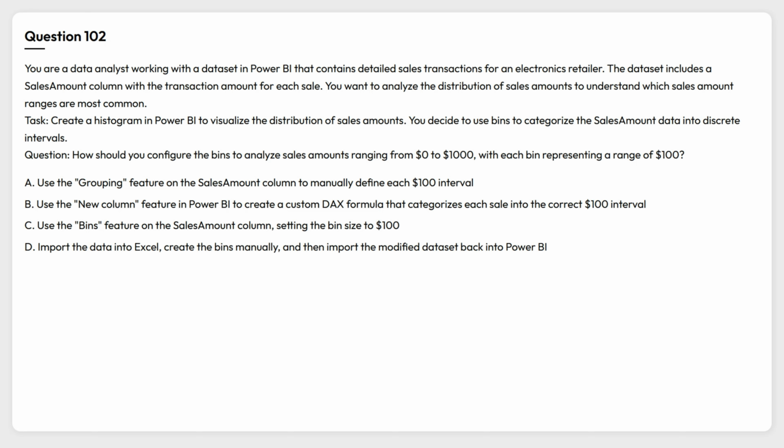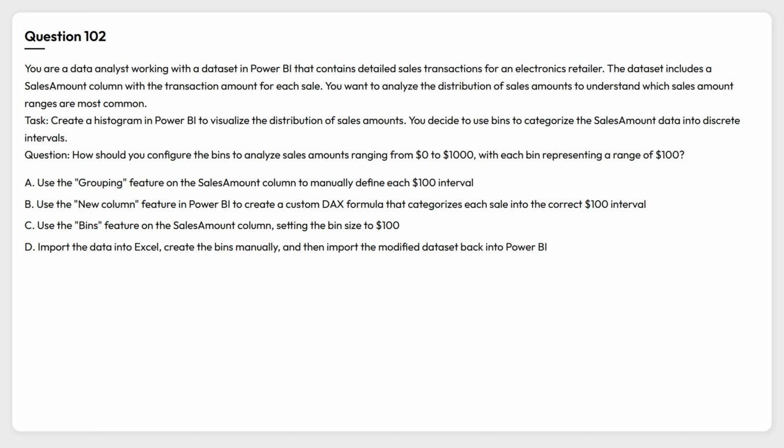Task: create a histogram in Power BI to visualize the distribution of sales amount. You decide to use bins to categorize the sales amount data into discrete intervals. Question: how should you configure the bins to analyze sales amount ranging from $0 to $1,000, with each bin representing a range of $100?